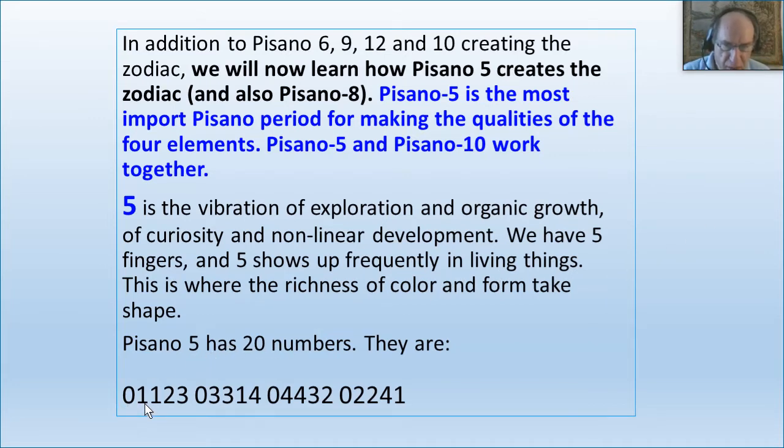You see them here. 0 1 1 2 3, 0 3 3 1 4, 0 4 4 3 2, 0 2 2 4 1. So they always go from 0 to 4, because that's, by definition, how Pisano 5 works. And every time we get to 0, as you might remember, we're at a beginning point. We're back to the base of the Pisano. We're back to the base beat. And there happen to be 4 sections for Pisano 5.